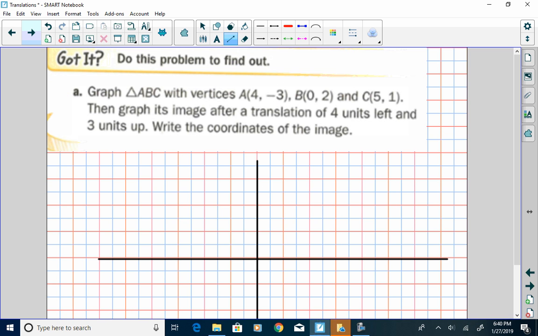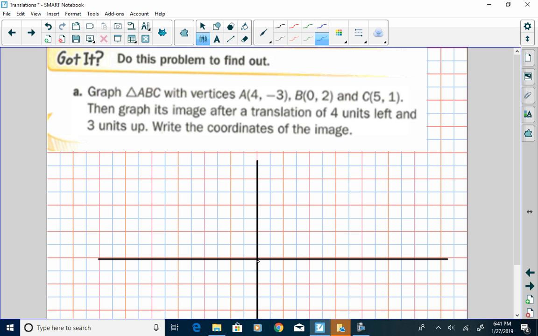Let's try another one. Graph triangle ABC with vertices at 4 and -3, 0 and 2, and 5 and 1. Then graph its image after a translation 4 units left and 3 units up. Write the coordinates of the image. Okay? Let's start with triangle ABC.